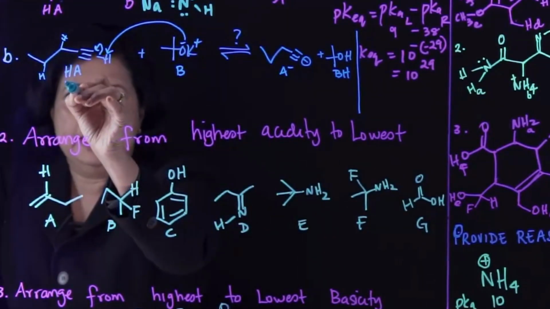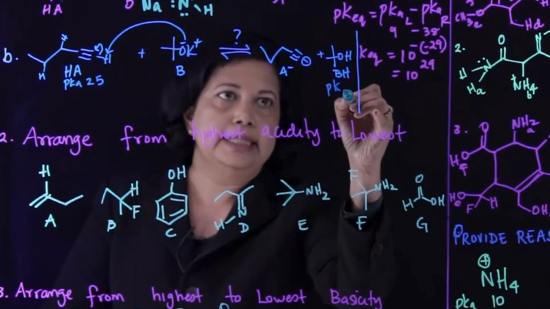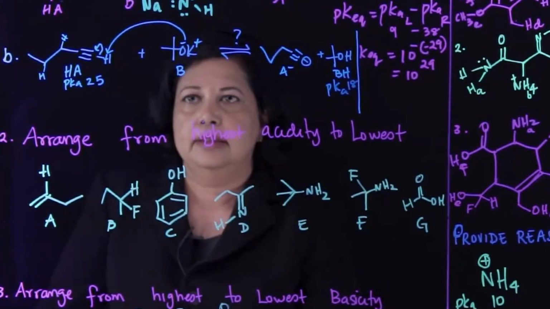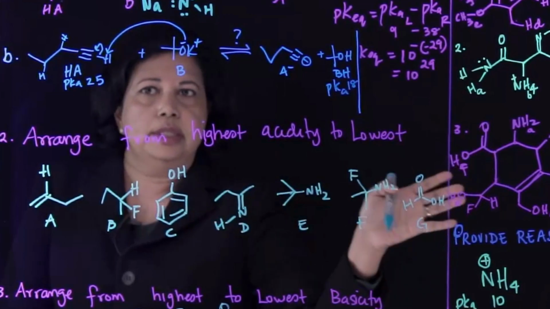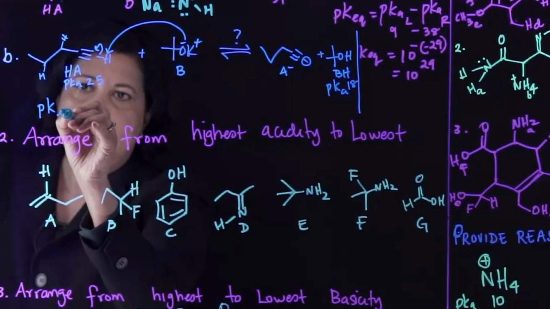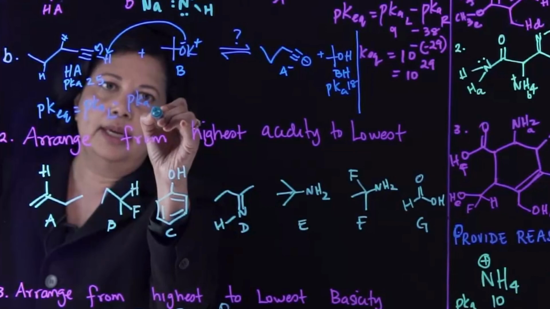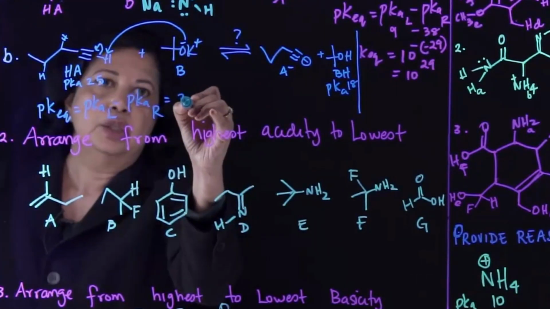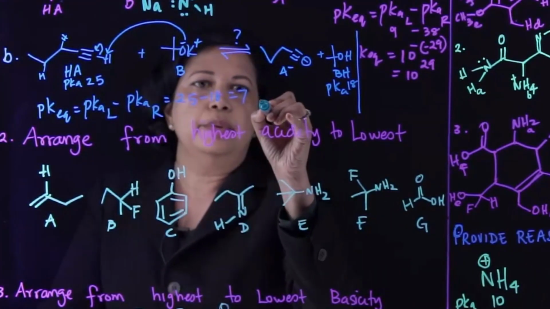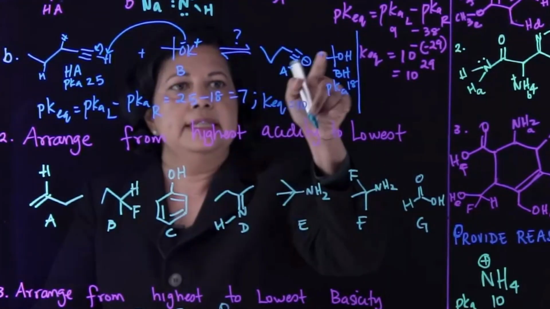This is 25 pKa, and this acid. So find the pKa of both the acids. The pKa for this is going to be about 18. So left minus right, the way it is written. That way we can predict which way it's going to go. pKa equilibrium is going to be pKa left minus pKa right. The way it's written, that's going to be 25 minus 18, that's 7. So K equilibrium is going to be 10 to the negative 7.